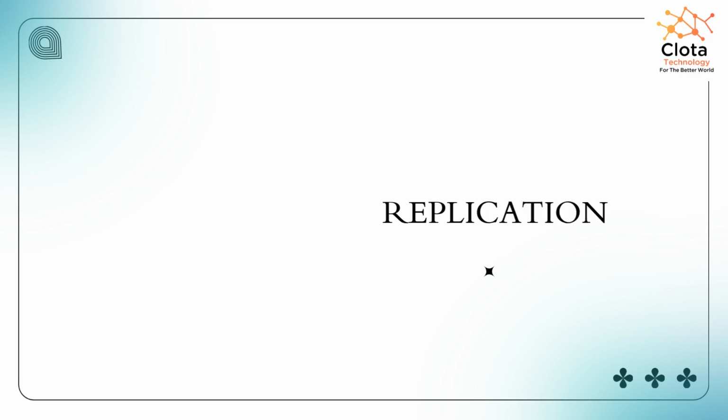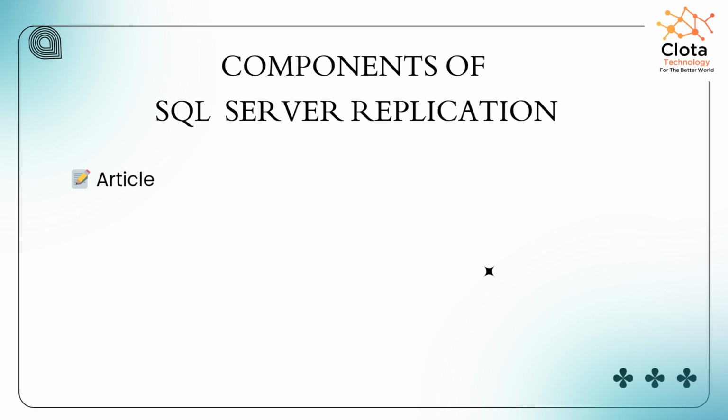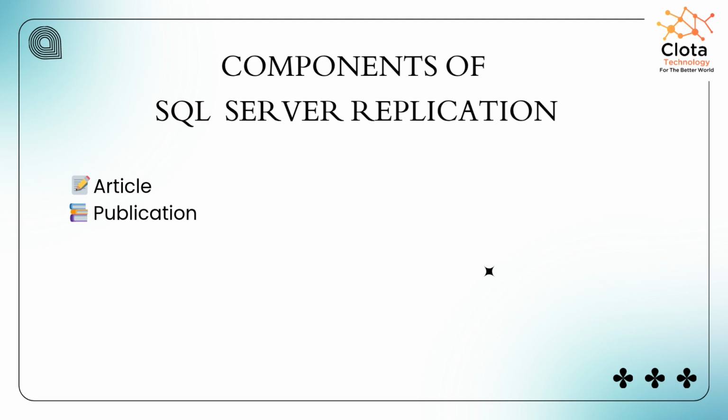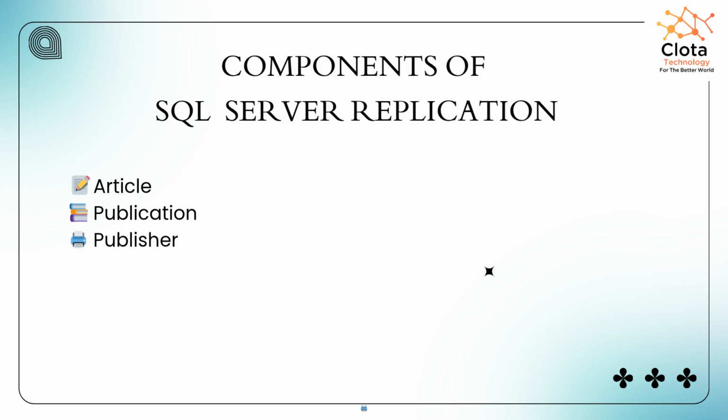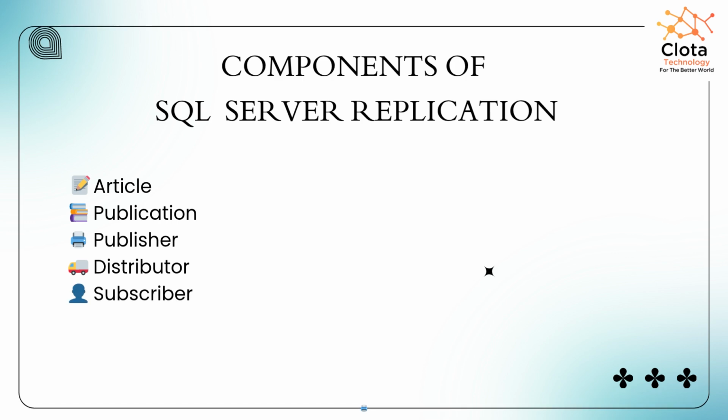Article, a database object like a table or view. Publication, a collection of articles made available by the publisher. Publisher, the source database that publishes the data. Distributor, manages the distribution process, holds metadata, and acts as a bridge between publisher and subscriber. Subscriber, the destination server that receives and may also modify data. Subscription, a request for data from publications that define what the subscriber will receive.